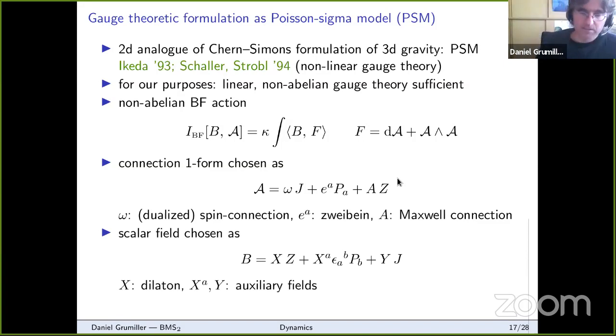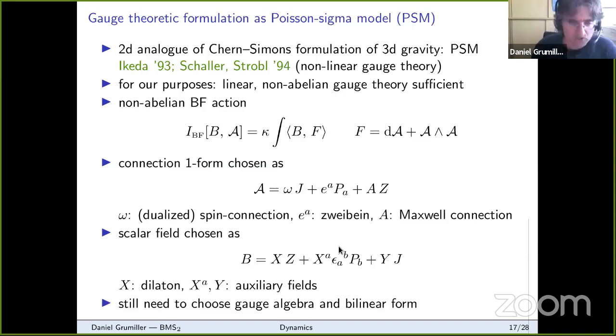And the scalar field can also be expanded in the same spaces. So it's X times Z plus some X^a epsilon_ab P^b. Epsilon is just the Levi-Civita symbol, and these flat indices are raised and lowered with the Minkowski metric in 2 dimensions, and then Y times J. So X, X^a, and Y are scalar fields. X will be the dilaton field. That's why we choose the same letter. And X^a and Y don't appear in the second order formulation. They are auxiliary fields from the second order viewpoint.